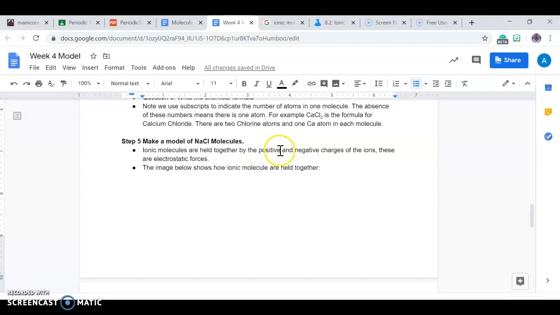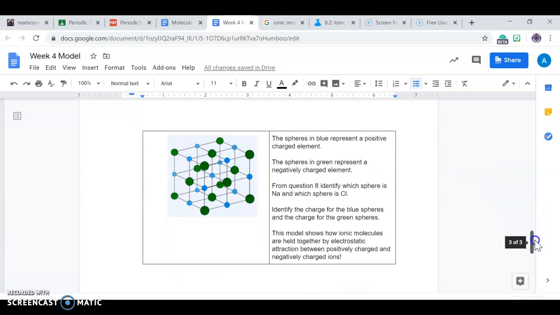Ionic molecules are held together by positive and negative charges of ions, right? And these are electrostatic forces. That's what holds them together. So if you look at the image below, and I pulled this off, you have this cube with different spheres of different colors. Spheres in blue represent a positively charged element. The spheres in green represent a negatively charged element.